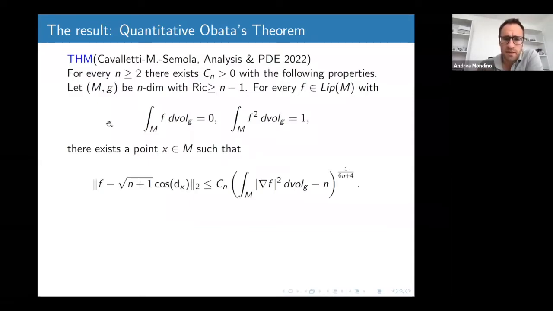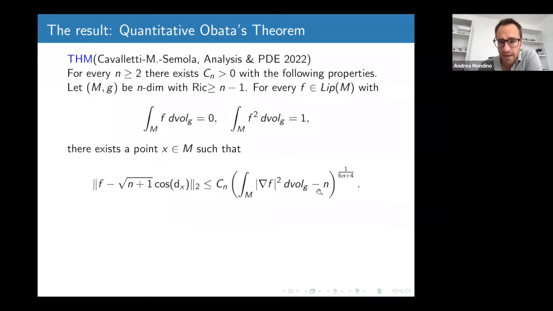So fix a dimension n, then there exists a constant which depends only on the dimension with the following property. For any manifold M of dimension n and with the Ricci curvature bounded below by n minus 1, for every Lipschitz function f with null mean value and with L2 norm equal to 1, there exists a pole x in the manifold M such that we can bound the L2 difference between the function and the cosine of the distance function from that pole with the difference between the Dirichlet energy of the function and n.